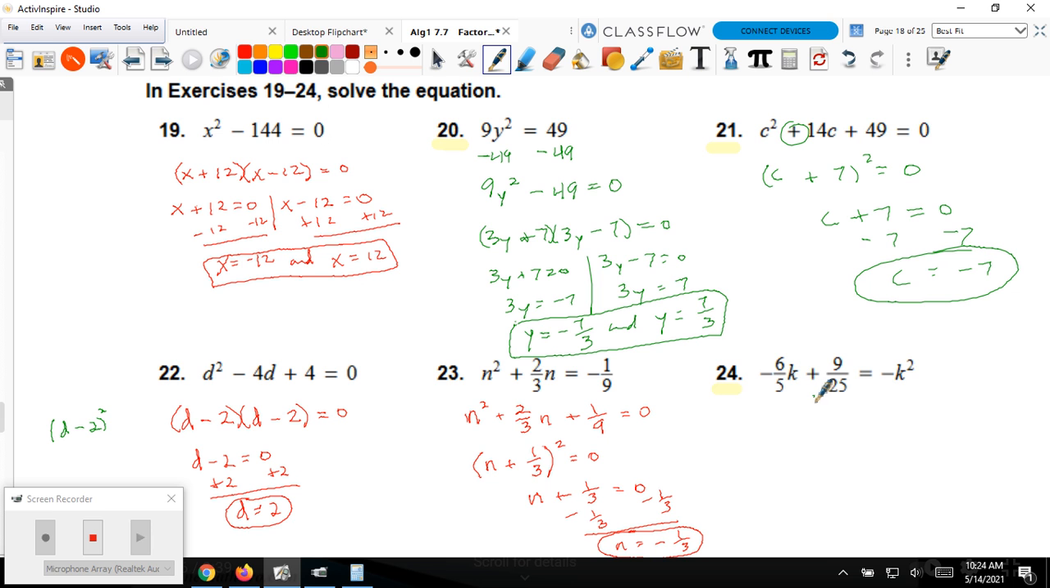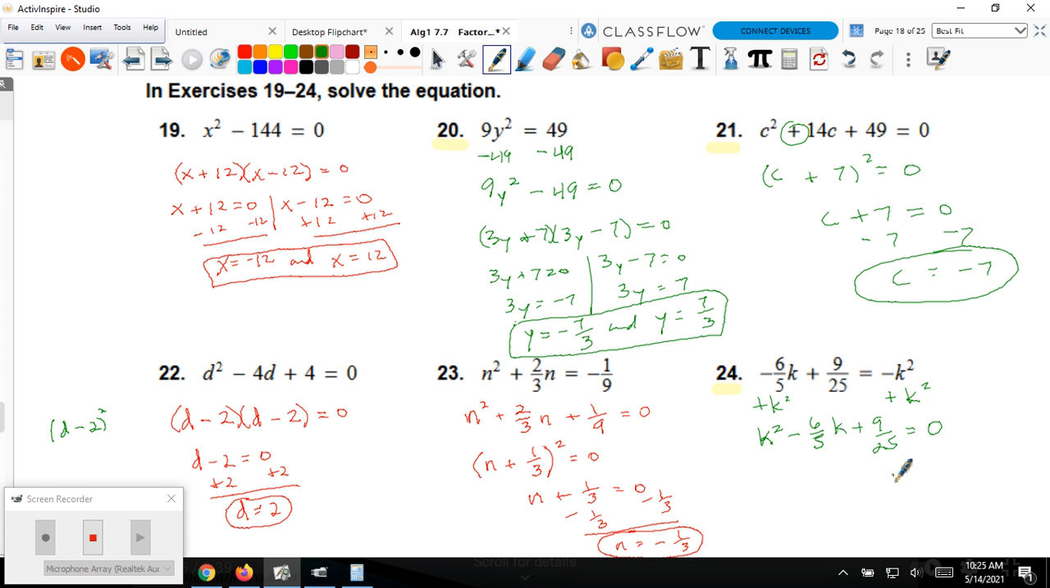All right, let's take a look at number 24. I do need to set this equal to 0. So we'll start by doing that. Since the k squared is negative, I want to make it positive, so I'm going to add k squared to both sides. It's going to go up in front of this one. So it's going to start off with now k squared minus, so I'm subtracting the 6/5 k plus 9/25, and it's equal to 0.